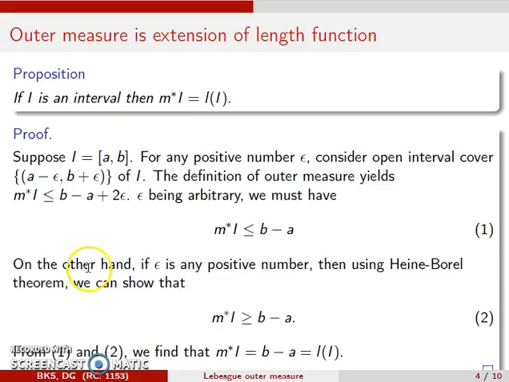On the other hand, if epsilon is any positive number, then we can use the Heine-Borel theorem to show that m star of I is greater than or equal to b minus a. So, from 1 and 2, we have m star of I is equal to b minus a, which is equal to the length of I.